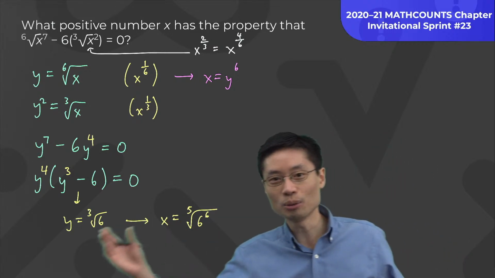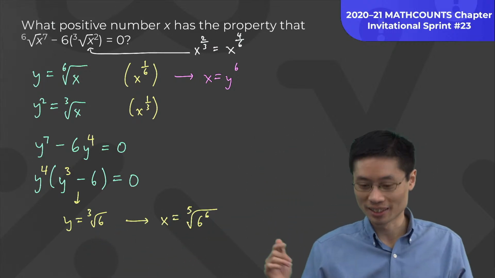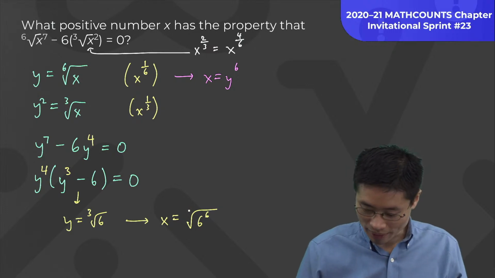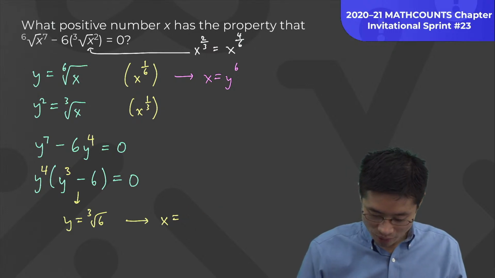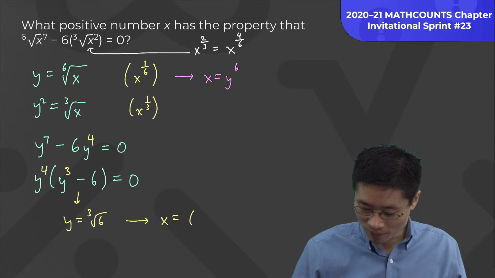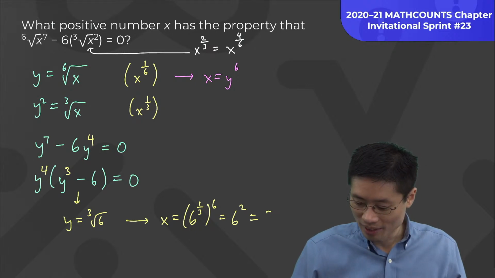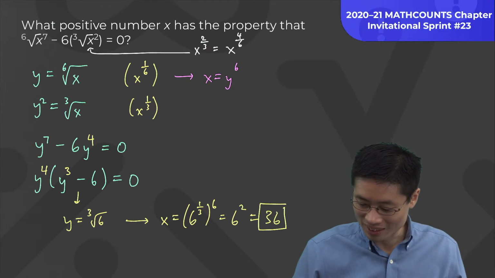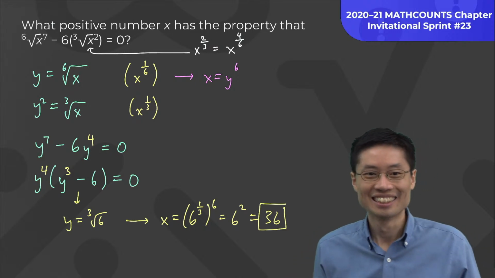Now if y is the cube root of 6, I just need the 6th power of that. And so the x would be, if I want to have the cube root of 6 to the 6th power, the cube root of 6 is 6 to the power 1/3, raised to the 6th power, that's 6 squared, which is a whole number, 36. Okay, so we'll go with 36.